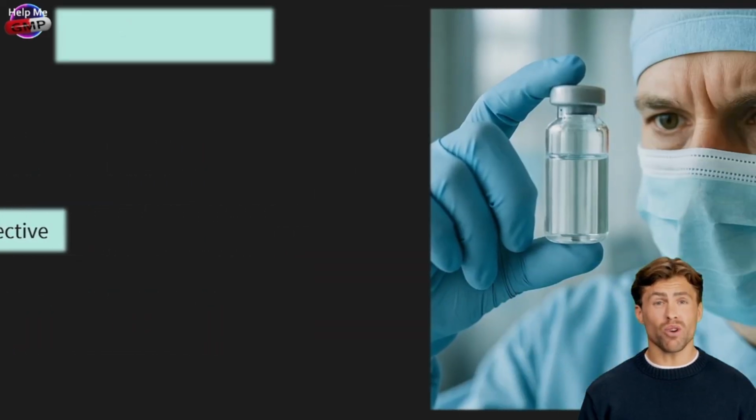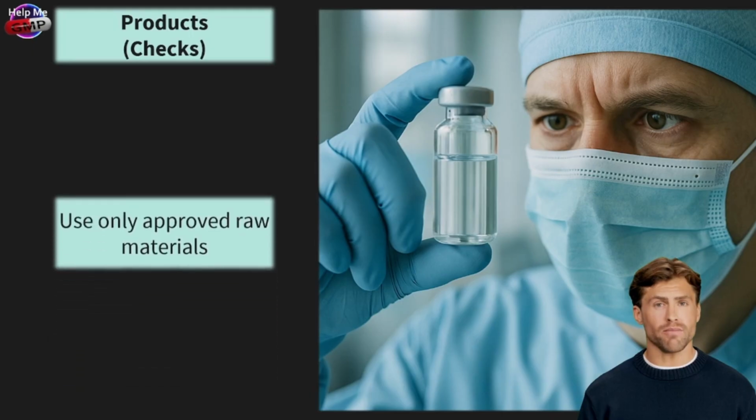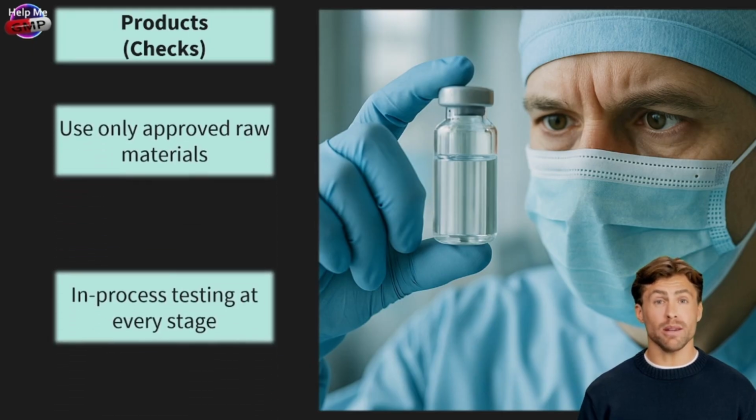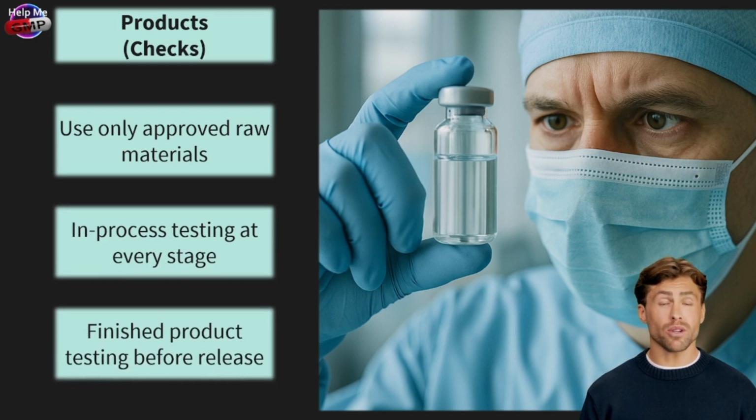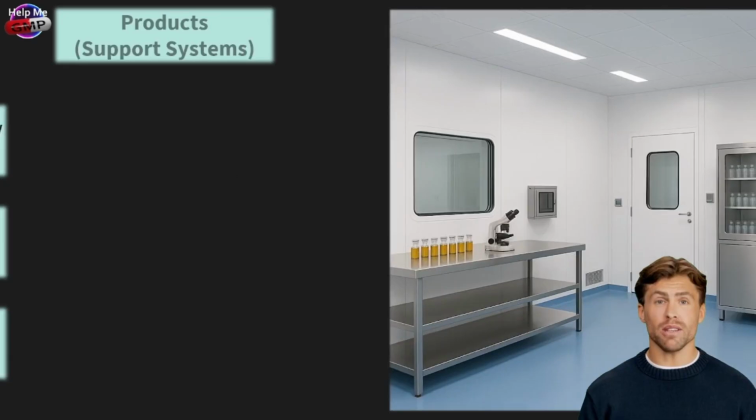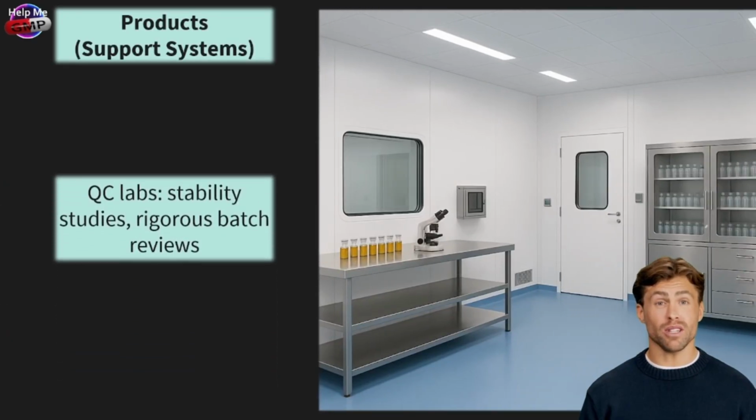That starts with sourcing the right raw materials from approved suppliers, verifying their identity and quality before use. Quality checks are built into every stage of manufacturing, not just at the end. In-process testing ensures that each step is performed correctly and that problems are detected early. Finished product testing confirms that the medicine meets its specifications before it is released.